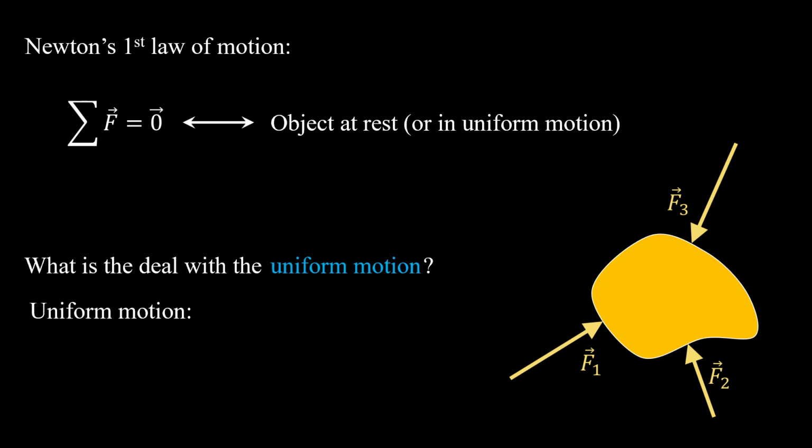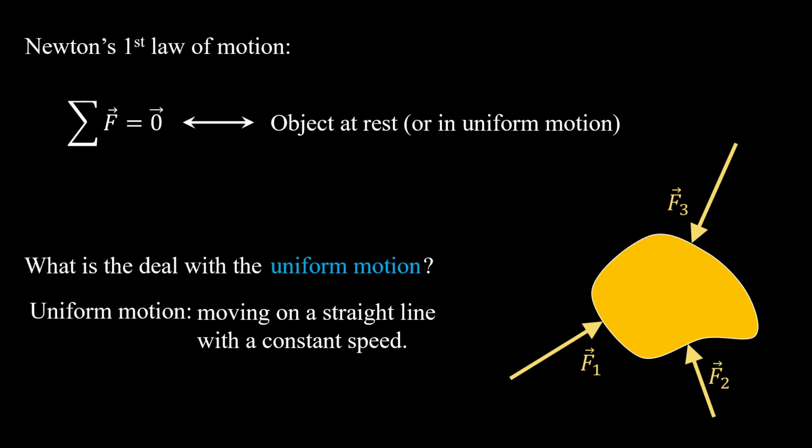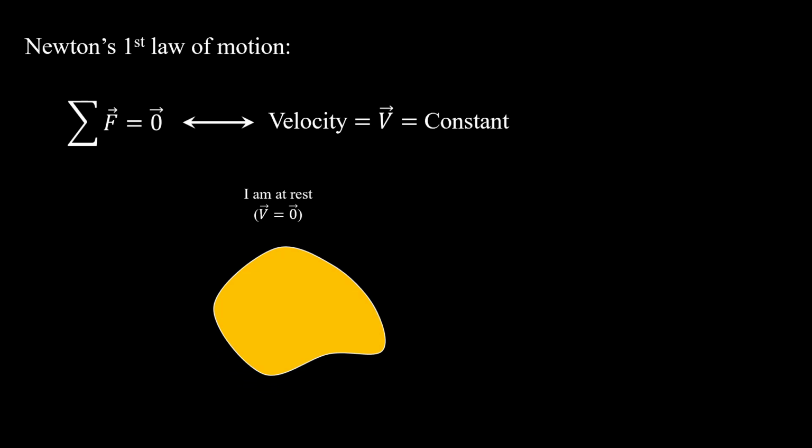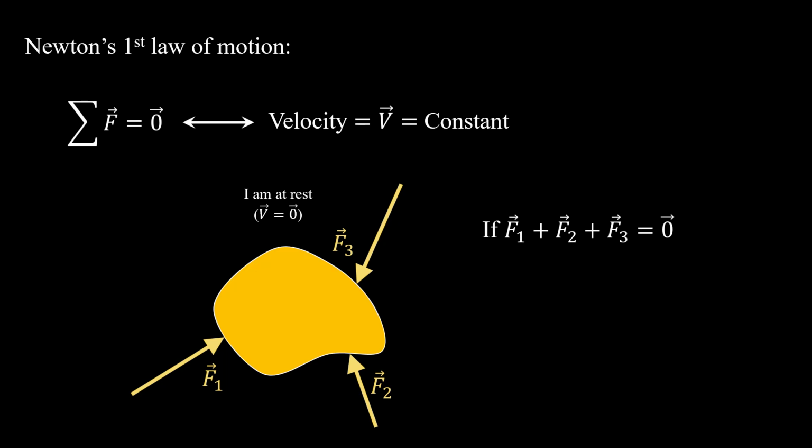What we mean by uniform motion is moving on a straight line with constant speed. This definition allows us to rephrase the first law in the following format. If the sum of all the forces acting on an object is equal to zero, then the object velocity will remain constant. So let's say that we have our object initially at rest, then a bunch of forces are exerted on the object. If the sum of all these forces is equal to zero, then the object remains at rest.